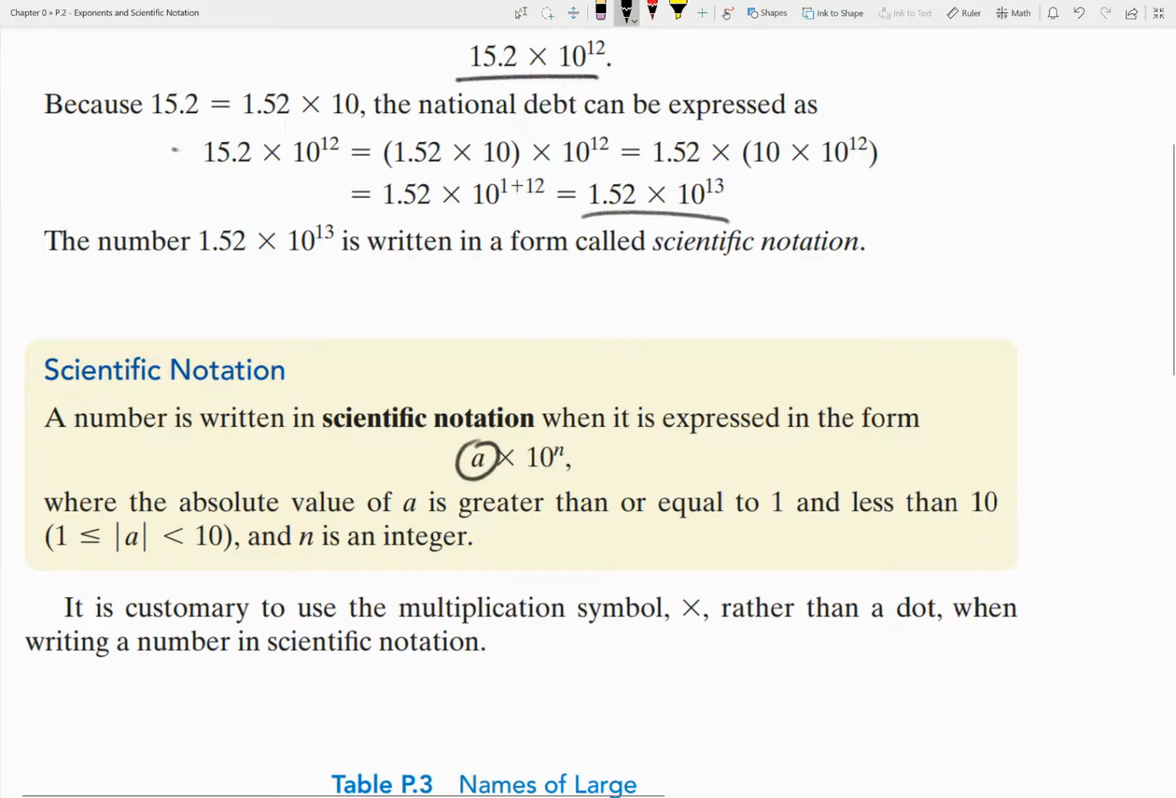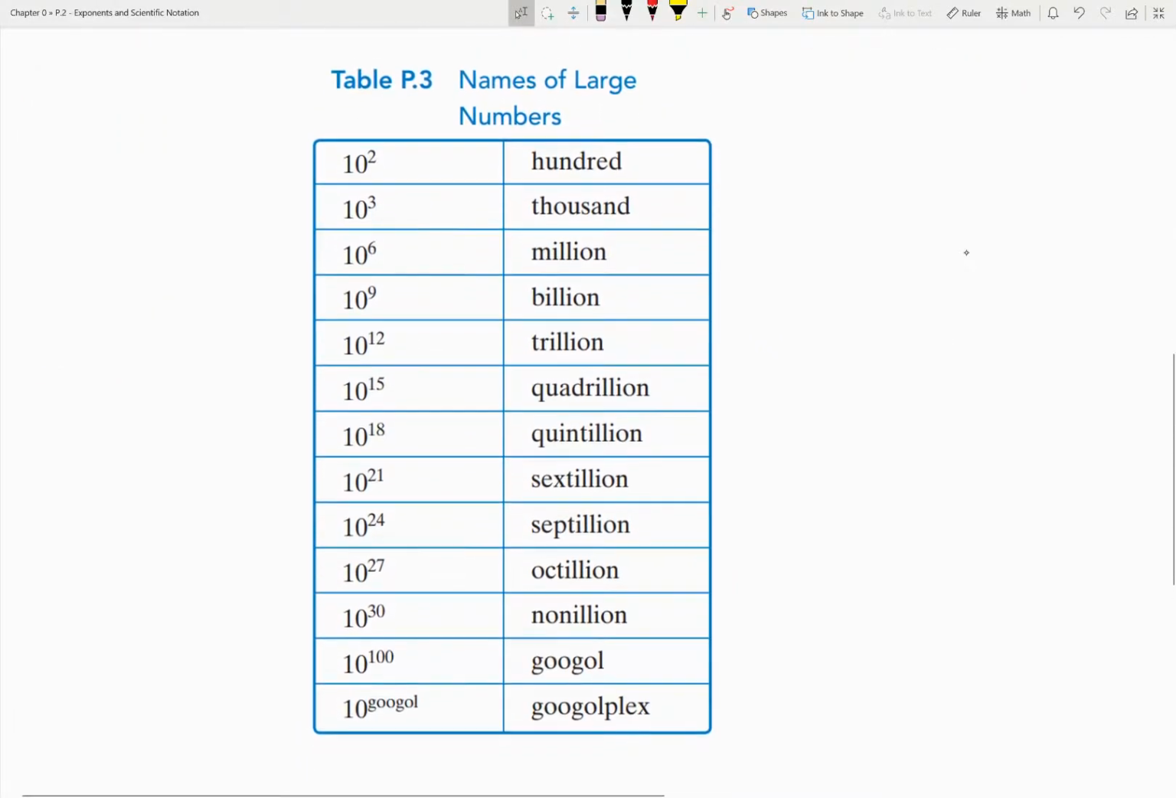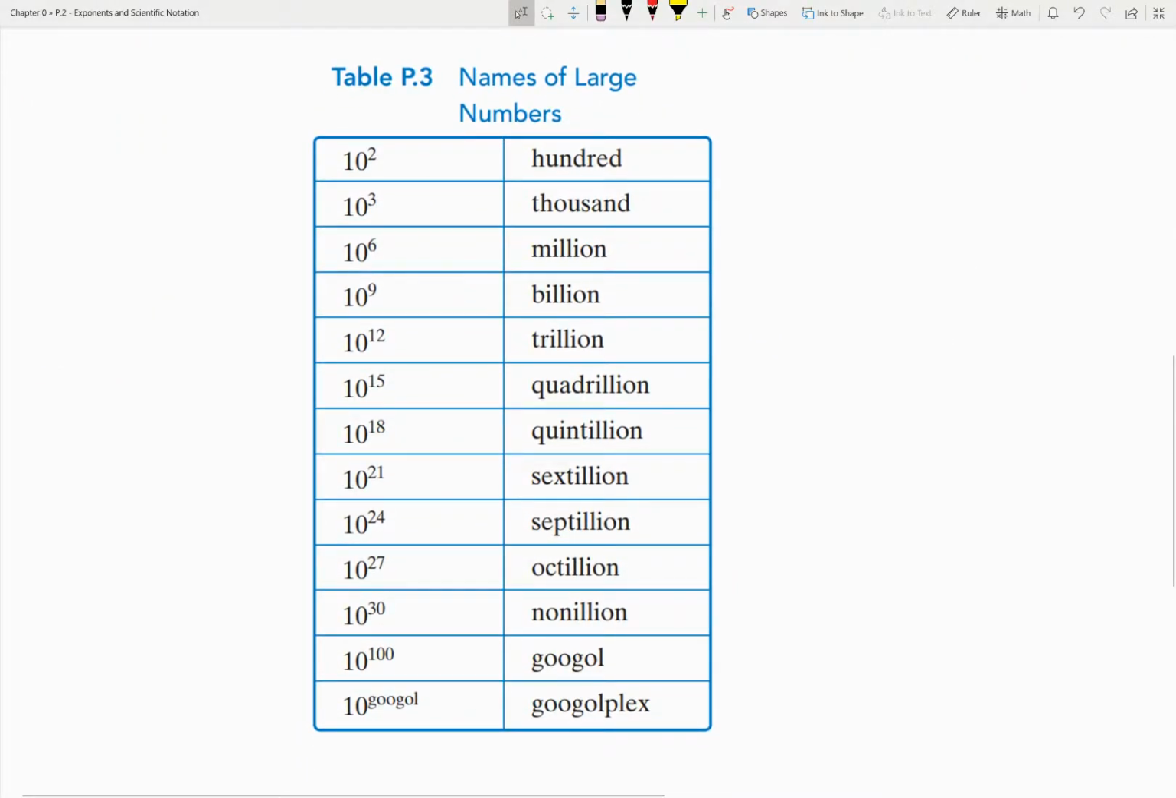Its absolute value is going to be equal to 1 or less than 10. And n is going to be an integer, which means it could be positive, it could be negative, but it is not going to be a fraction. And pretty much the only time we are going to use the x symbol to represent multiplication is with scientific notation. Other than that, we really don't use it, maybe except for things like cross product, but we're not going to get to that for a while.